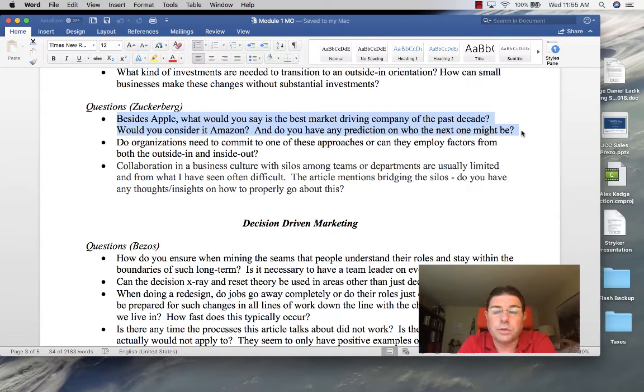Do you have any prediction who might be one of the next ones? I tend to look at the smaller companies that are changing. I keep going back to retail. The Dollar Shave Clubs, the Warby Parkers, the Caspers, these smaller companies that are changing business practice by focusing on the relationship as opposed to just a transaction.